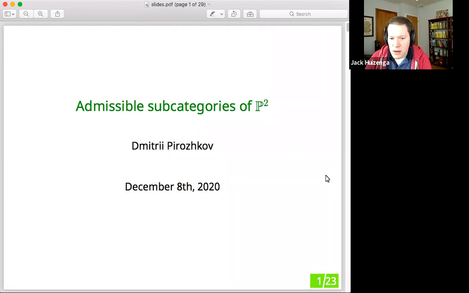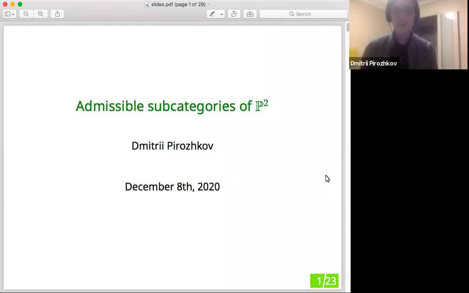Thank you for the invitation to speak at this workshop. I will speak about admissible subcategories of the projective plane, and maybe I will also say something about del Pezzo surfaces, depending on how much time we have at the end.